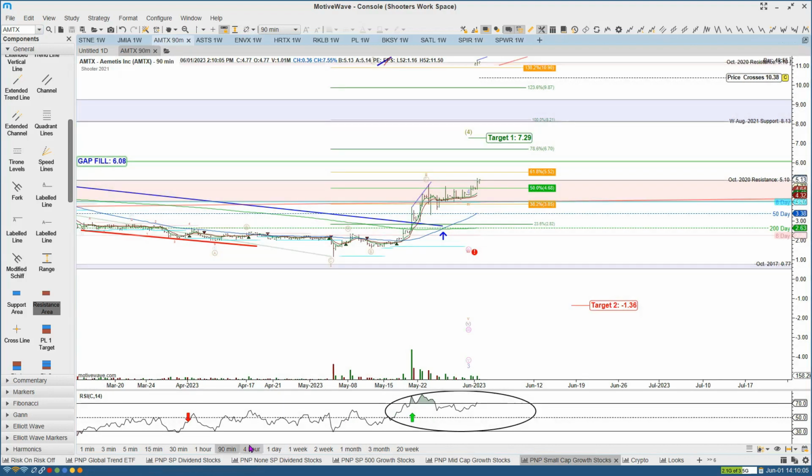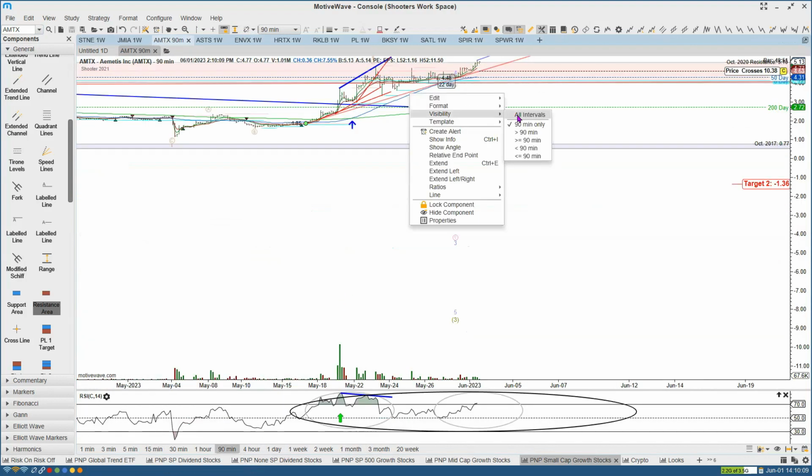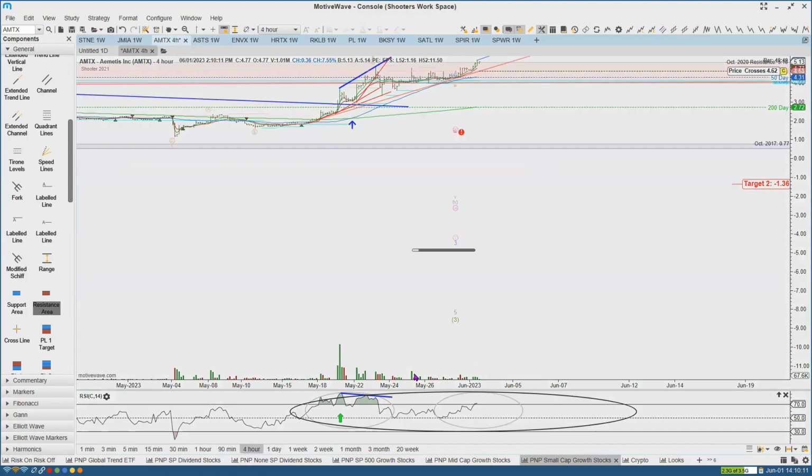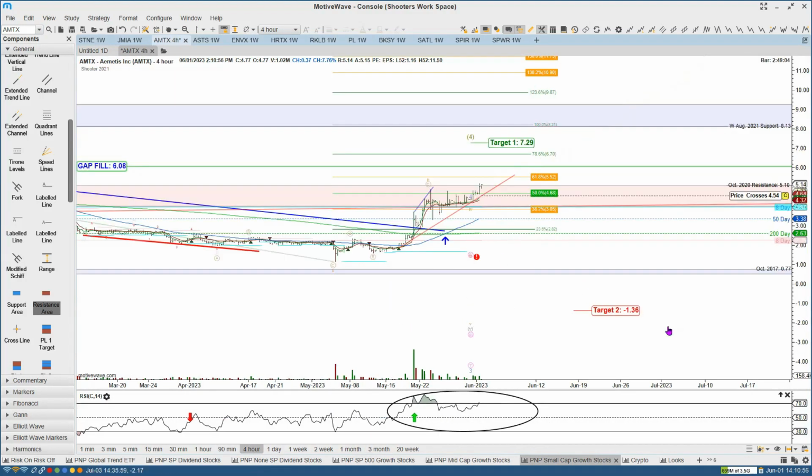Let me go back to the 90-minute here. I want to put the speed line up here so we can see that on all time frames. Go back to the 4-hour. Now that I drill down on the 4-hour, that speed line really comes down to about 454, 62. But it's very constructive to the upside. Again, your resistance is up August 2021 at 813. You've got your gap fill at 608. I would say look for at least that gap fill to get filled.